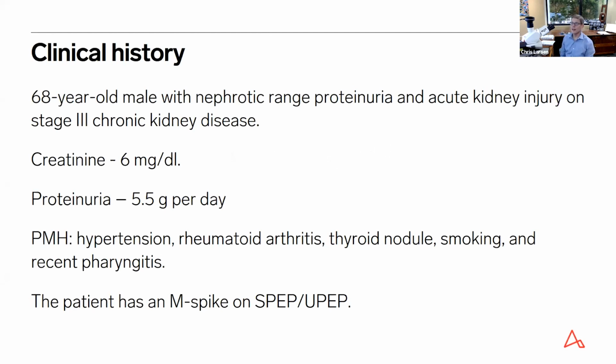A 68-year-old man has nephrotic range proteinuria and acute kidney injury. His baseline is not normal, though; he has CKD3. Serum creatinine is now 6, and he has nephrotic range proteinuria. You can see the past medical history. He has a known M spike. So a biopsy was performed to further investigate the etiology of this change in renal function.